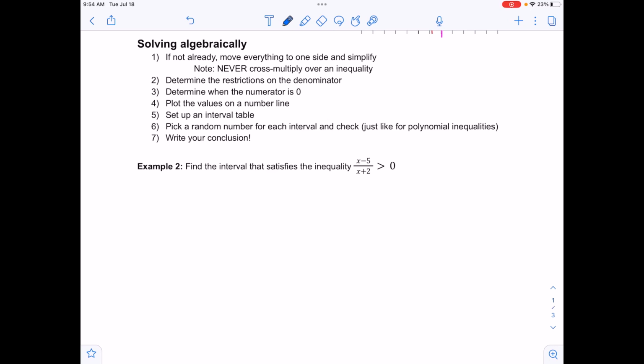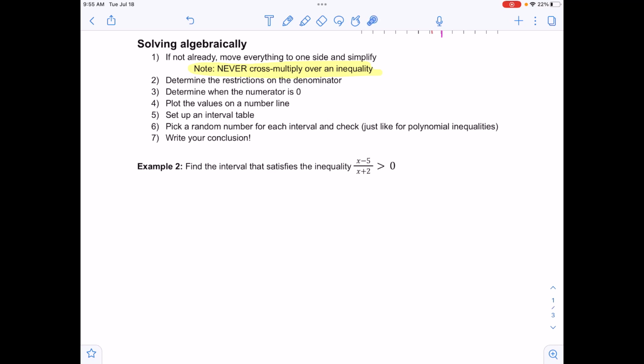Okay, so a couple of steps here that we're going to go over. First things first, if it's not already the case, you want to move everything over to one side and simplify. In lesson 6.1, if you were somebody who cross-multiplied over the equal sign, that's okay, but you can never, ever, ever, ever cross-multiply over an inequality. You have to go the slow way by moving things to the left, finding a common denominator, and then simplifying, okay? You cannot cross-multiply over an inequality.